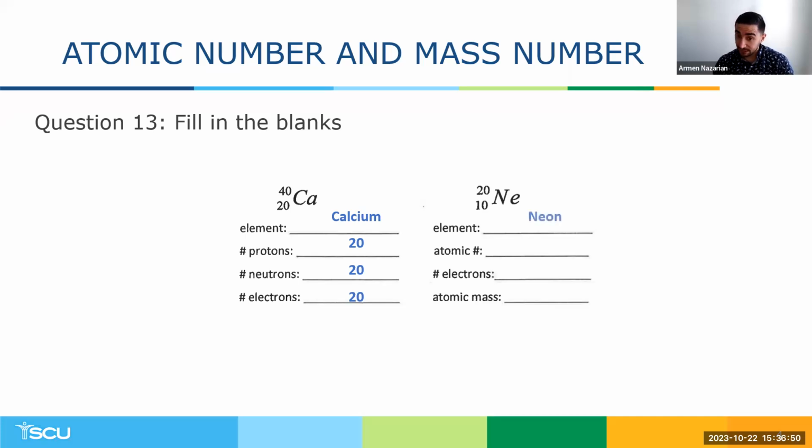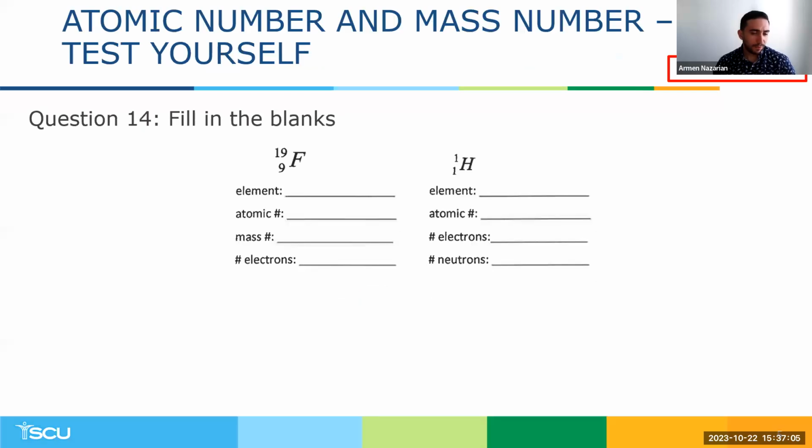Let's do another example. The element is neon. How many protons? Atomic number is 10. How many electrons? Same amount because neon is neutral. All right, atomic mass. What is the atomic mass? It is the mass of protons plus neutrons, 20. If you want to test yourself some more, you can do this question. The answer to this question could be found at the end of the slide deck, which is attached to this video.